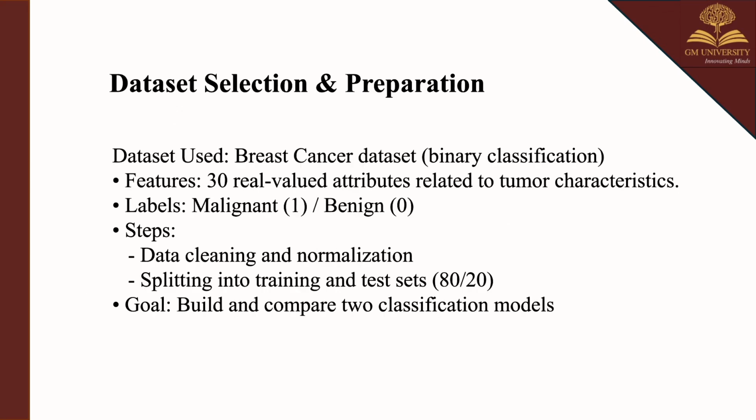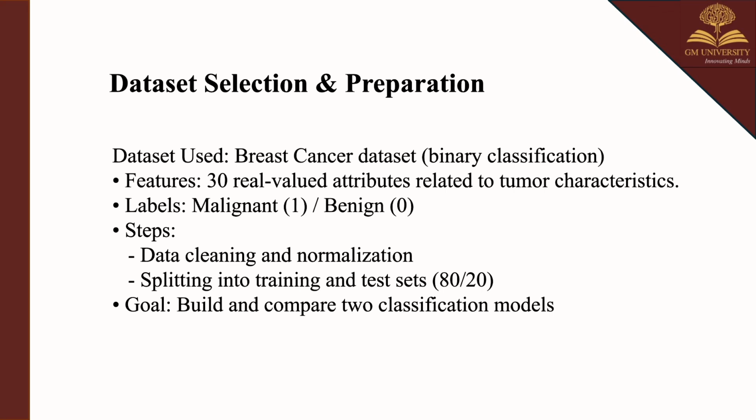Next is data selection and preparation. For this project, here we used the breast cancer dataset, which is a binary classification dataset. It consists of 30 features, all describing the characteristics of the tumor, like size, texture, smoothness, and radius. The labels are 0 for benign and 1 for malignant tumors.